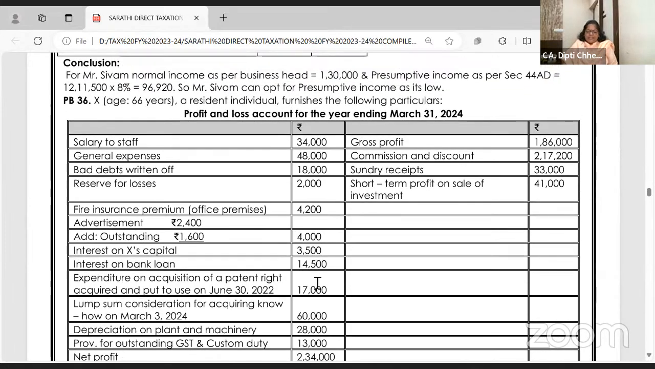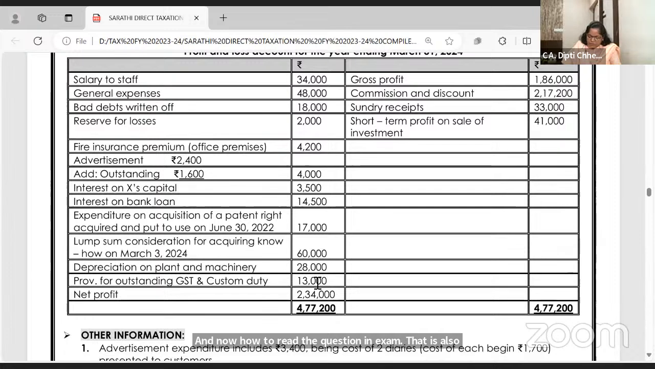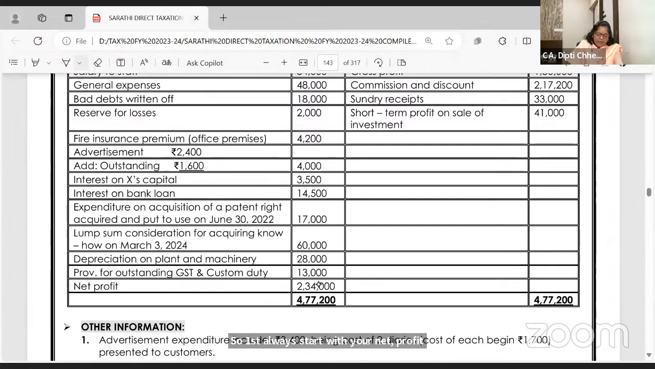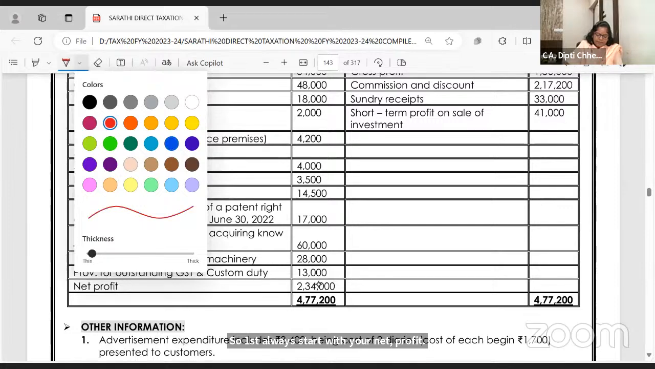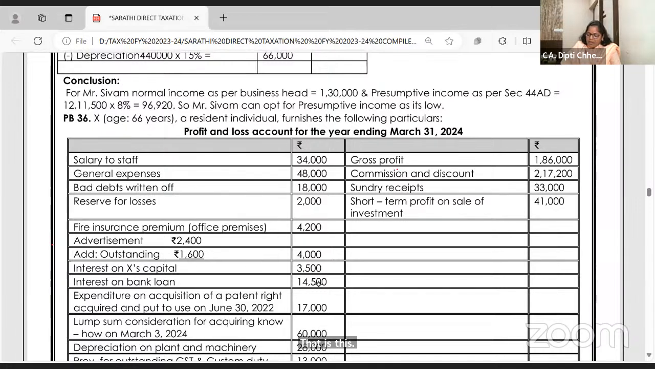Let us start with question number 36. A resident individual furnishes the following particulars. Profit and loss is given to you. Read it. And how to read the question in the exam is also important. So first always start with your net profit. That is this. GP, commission and discount, sundry receipts, short-term profit on sale of investment.